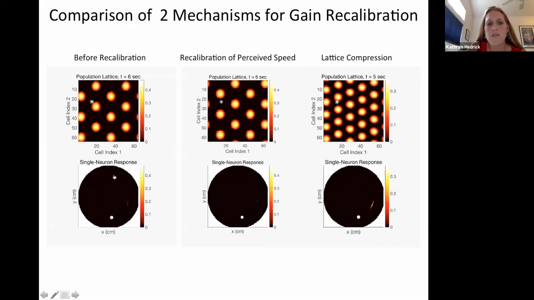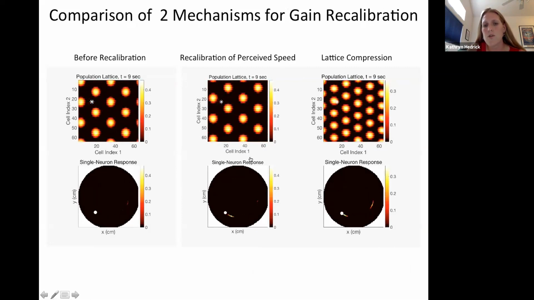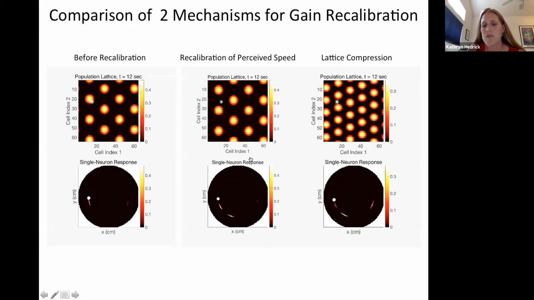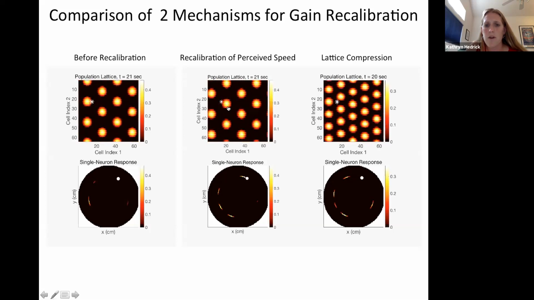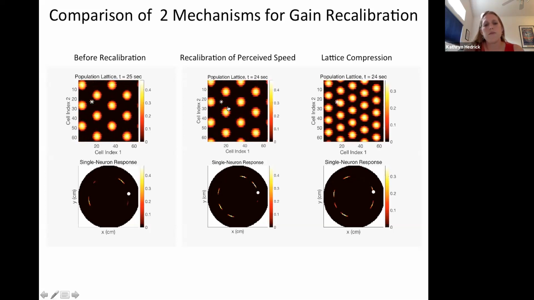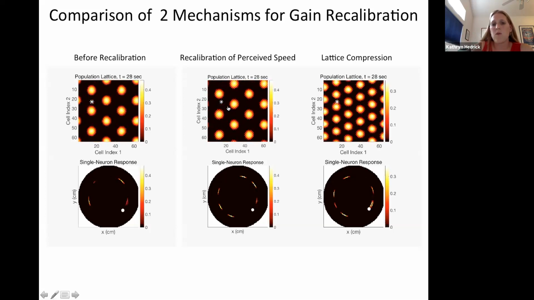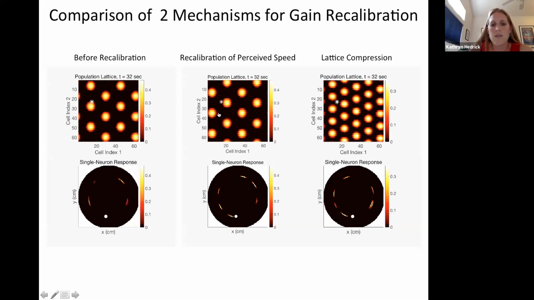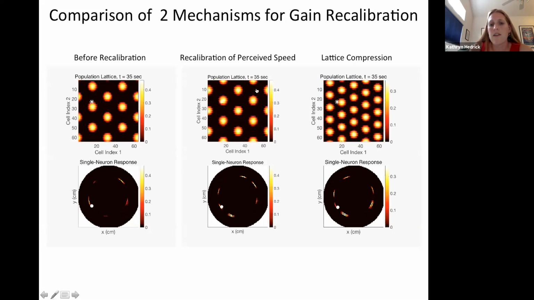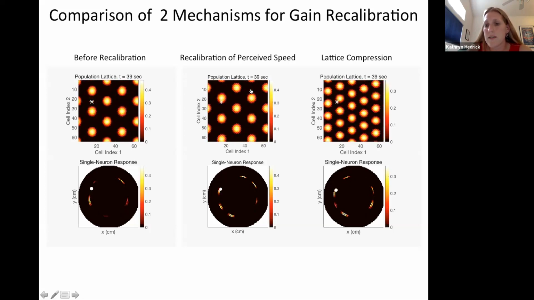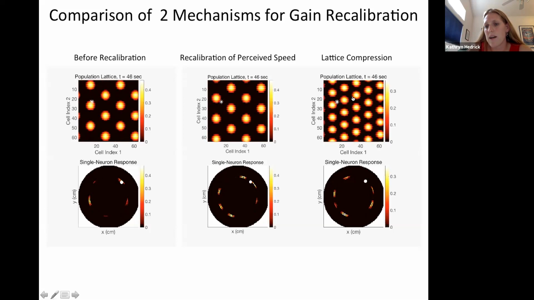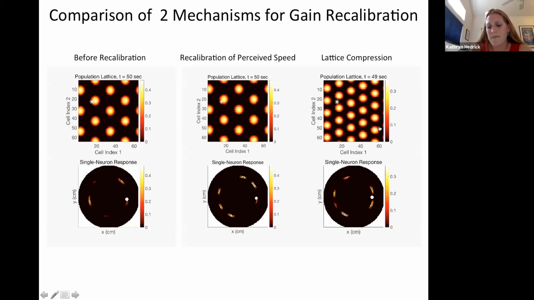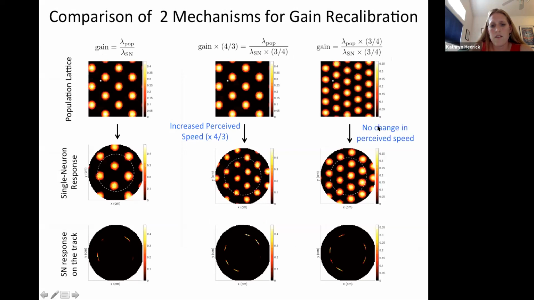So this is the video you just saw on the far left. And on the right, I'm looking at two different things that could happen within the network due to the gain recalibration experiment. The first thing that could happen is that the network could change its perceived speed. It thinks that the animal is going twice as fast as it was originally, and so we see these translations have increased by a factor of 2 in terms of their speed. On the right, the speed of the translations is the same, but the lattice itself has compressed. This period has changed. And so here's what happens at the end of the movie.